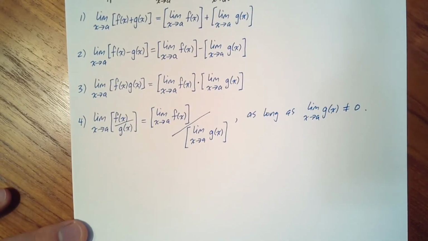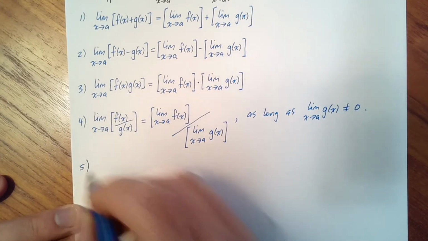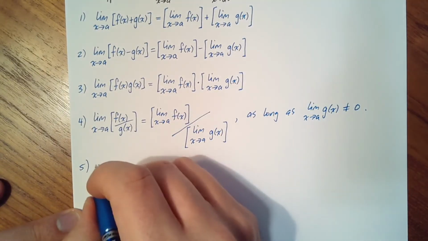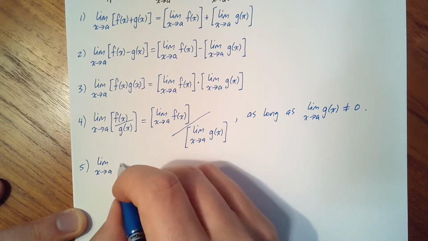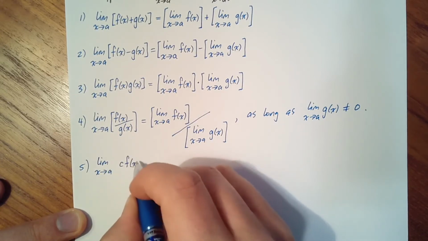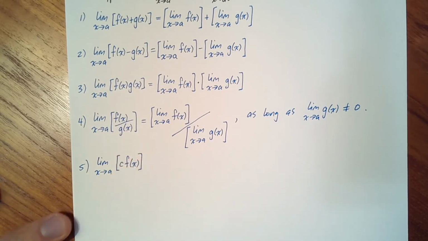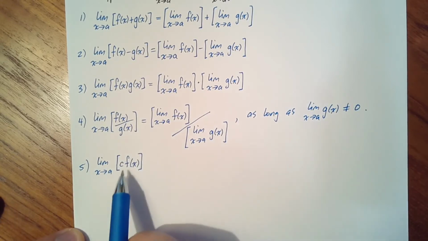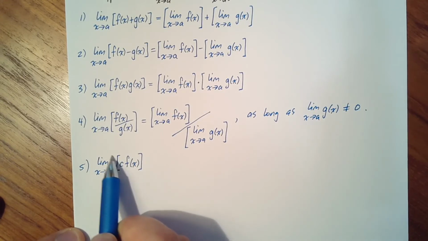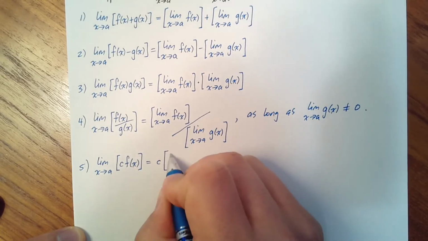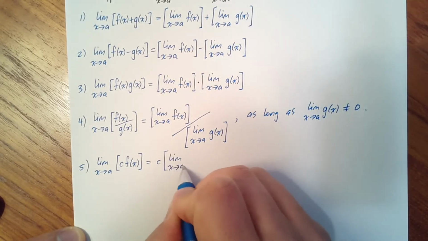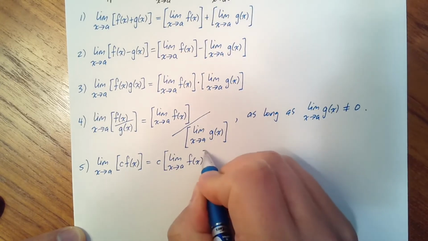Another really nice rule says that you can pull constant multipliers out of limits. So here's what that looks like mathematically. I'll write limit as x approaches a. If I have a constant c times the function f of x, and I just multiply f of x by that constant, I'm going to get a new function of x. And I can take the limit of that function as x approaches a. Well, it turns out I can take that constant c and I can pull it right out of the limit and multiply it on after. So this turns out to be equal to c times the limit as x approaches a of f of x.